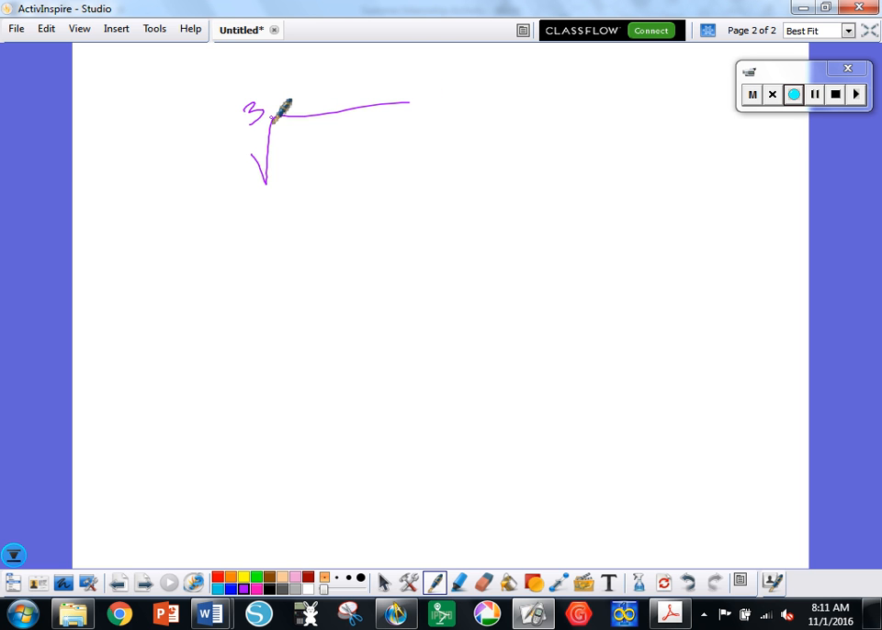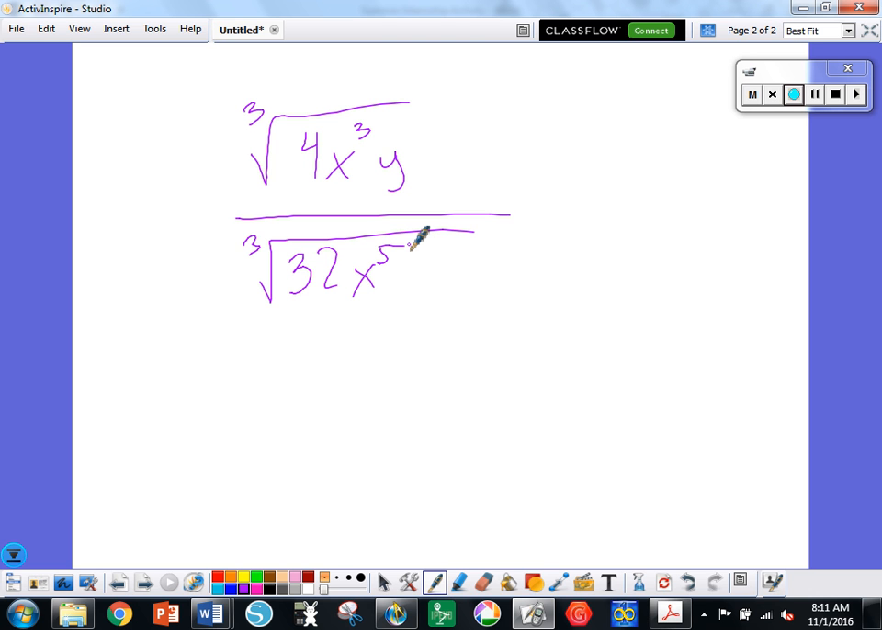Okay, what if I had the cube root of 4x cubed y over the cube root of 32x to the 5th? Let's look at it. Do they have like radicals? First question, do they? If they do, what can we do? Simplify first, correct? Can the 4 and the 32 simplify? What do they both share? 4.